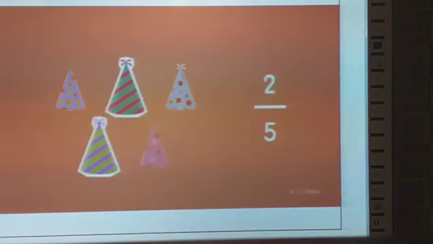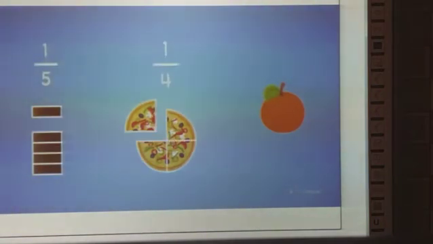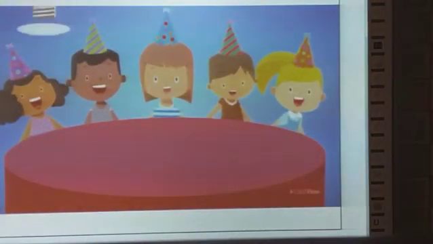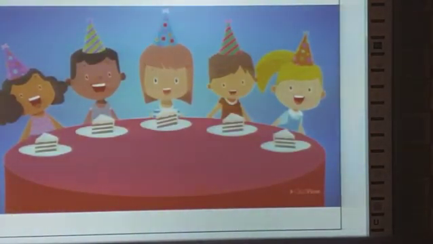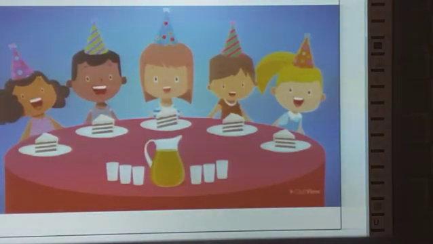How many party hats have stripes? 2. This can be written as 2 over 5. We share things all the time, like our chocolates, pizza and fruit, which means we are constantly using fractions without even realizing it. Fractions help us to share things equally. Now nobody at Lily's birthday party will miss out on that delicious carrot cake.